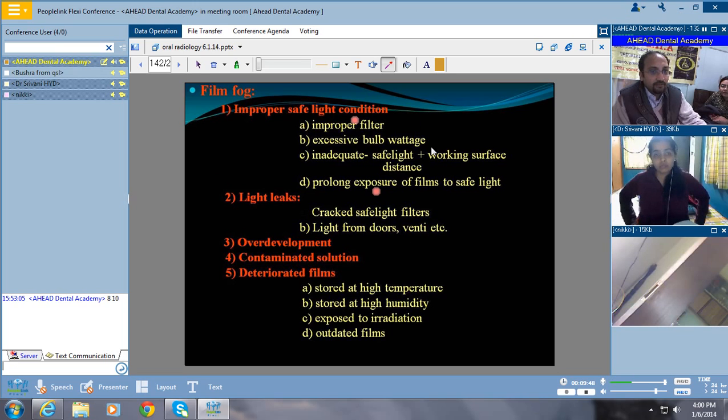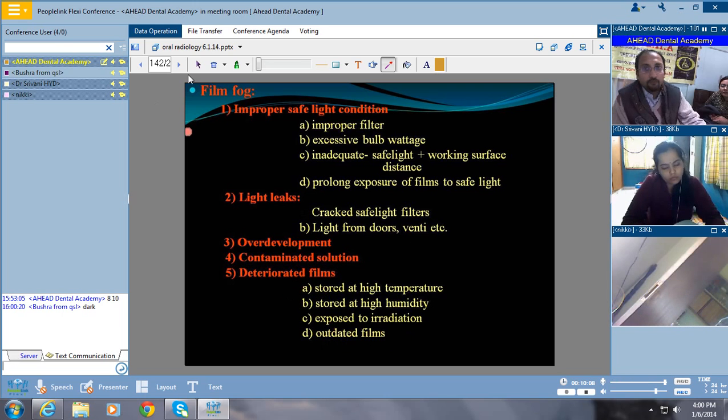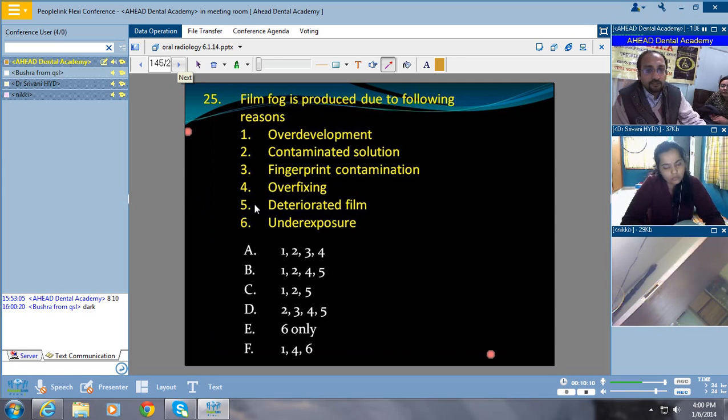Improper safe lighting condition. Reasons of film fog: inadequate safe lighting conditions, light leakage, overdevelopment. Remember, you had written overdevelopment, contaminated solution, deteriorated film, in which the reason is outdated film. So the correct answer would be choices: overdevelopment, contaminated solution, deteriorated film. Okay, is it clear then? Is it clear? Doc?